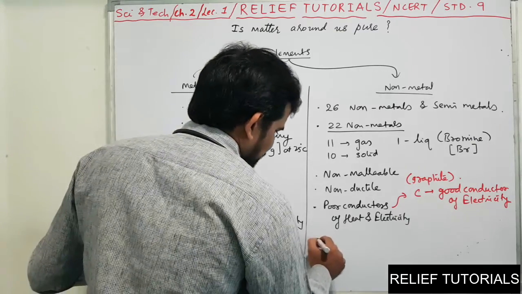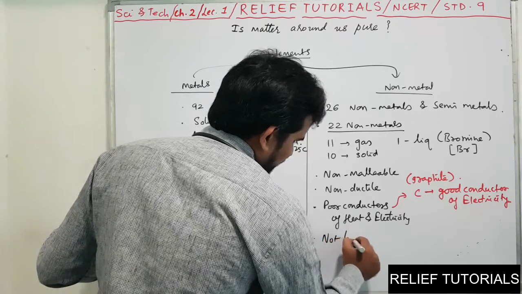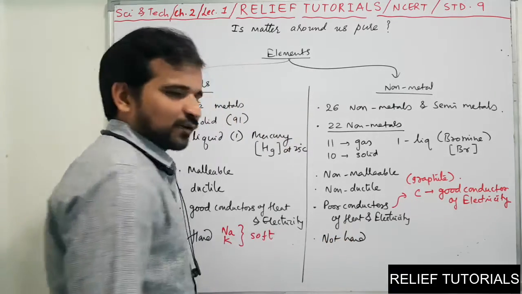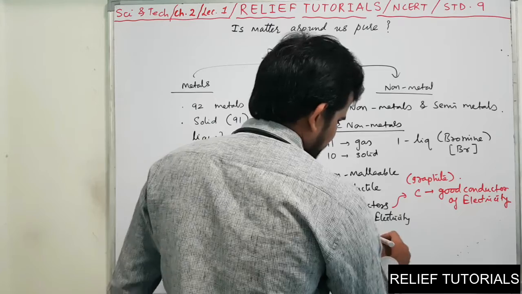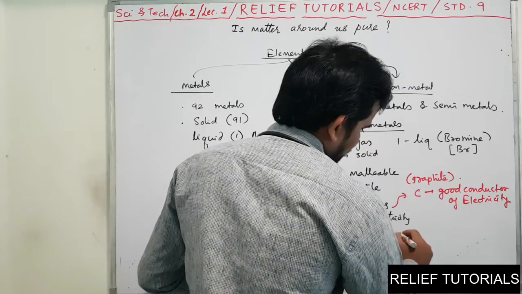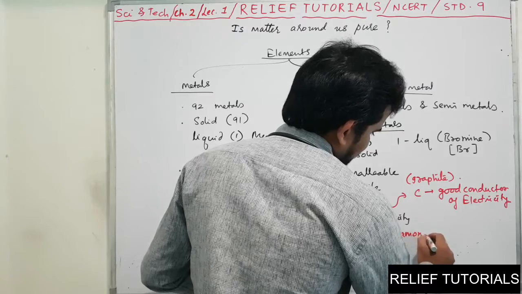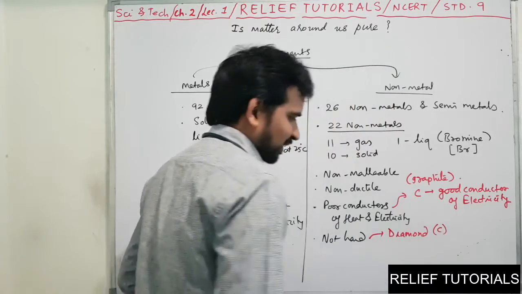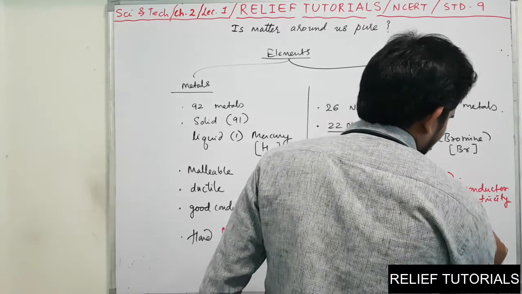Most of the non-metals are not hard, but if you see one of the exceptions here, diamond is one of the forms of carbon again, which is very hard.